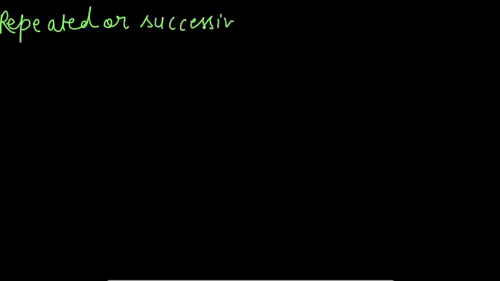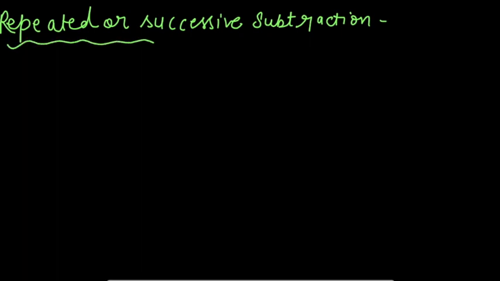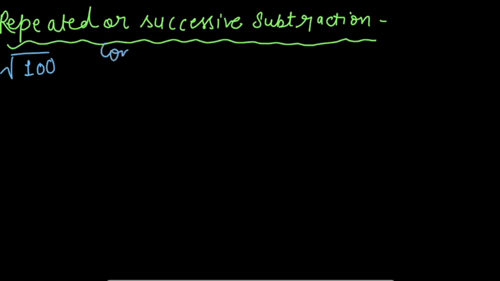Now I am going on the second method, which is your repeated or successive subtraction method. For understanding this method, we normally cannot apply it for very big numbers, maximum to the hundreds. Okay. So if I say you find the square root of 100, I am taking the bigger number using this method. So for this method, first we have to understand the consecutive odd number concept.